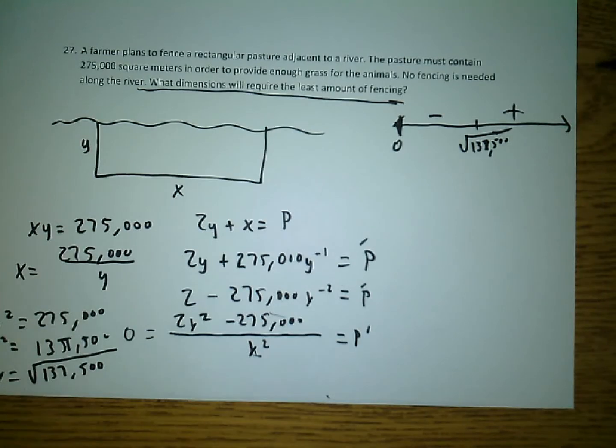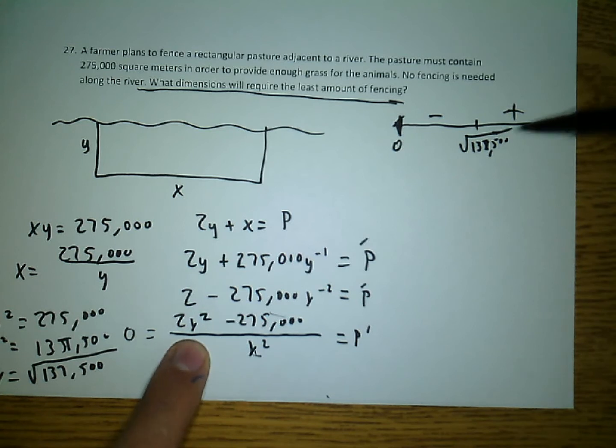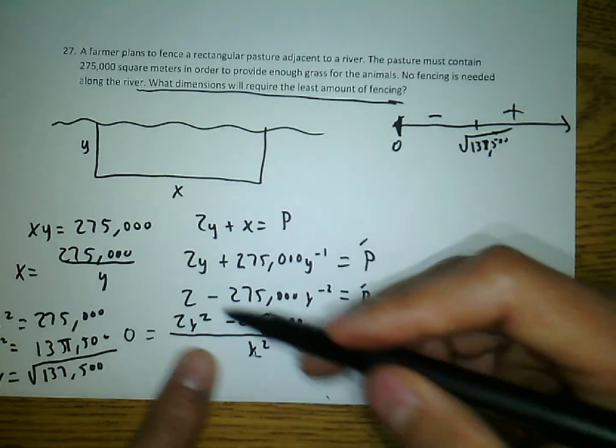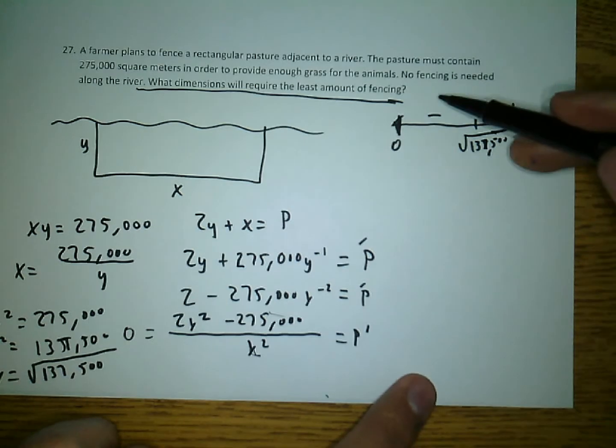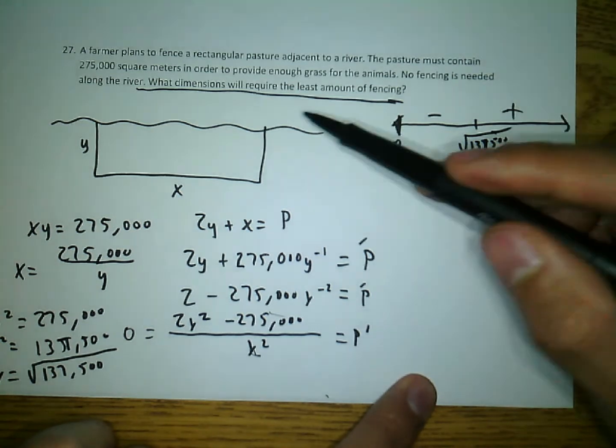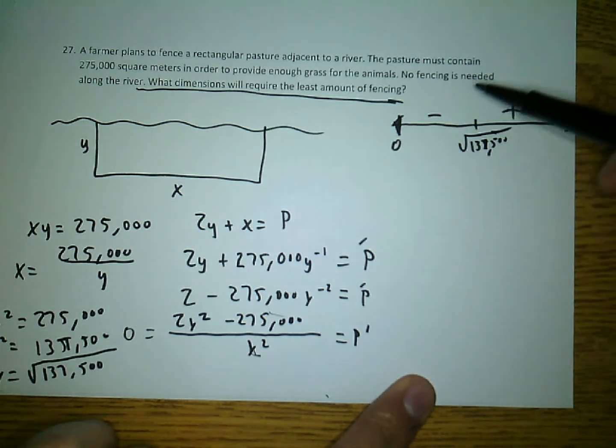Sorry, I'm rambling here a little bit. Okay, so times 2, definitely positive. All right, so what that means is that if we go from negative to positive, that's going to be a minimum, which is what we're trying to do. We're trying to require the least amount of fencing, which is the minimum.